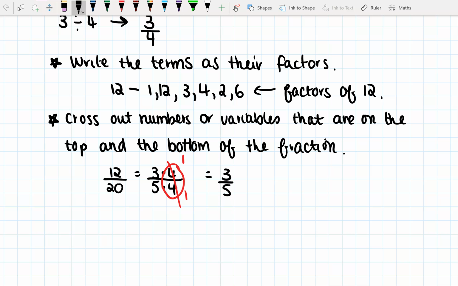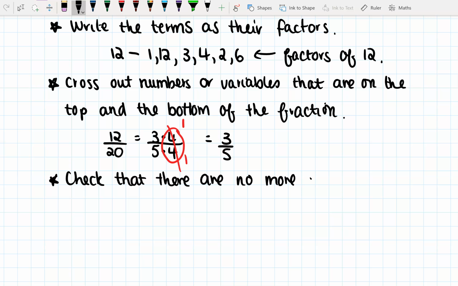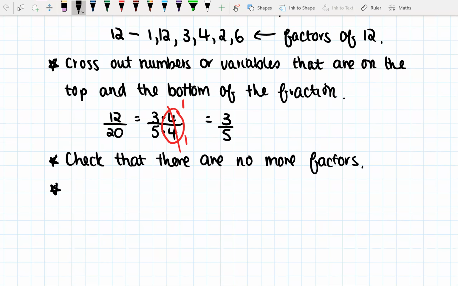So you can cancel out two factors that are at the top and the bottom as long as they are multiplied. That only works if they're multiplied by something. We'll talk about that in a little more detail shortly. The next step is to check that there are no more factors. Sometimes you've missed a factor when you chose your first factors, so you just need to check that there's none left. And then the last step, as with multiplication, is that you need to simplify your indices, particularly for the variables.